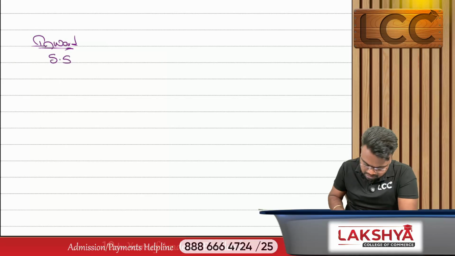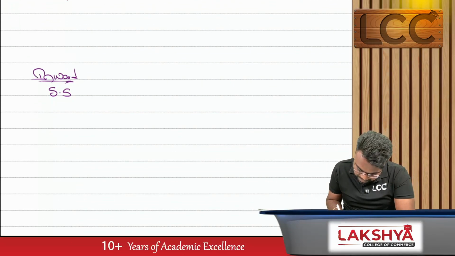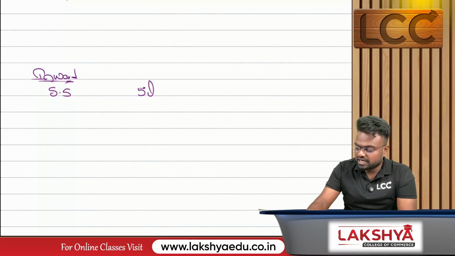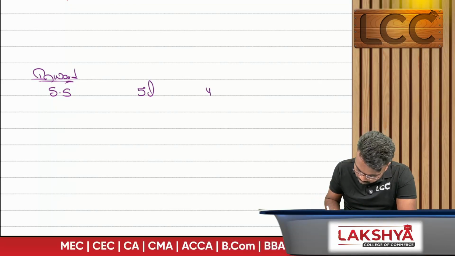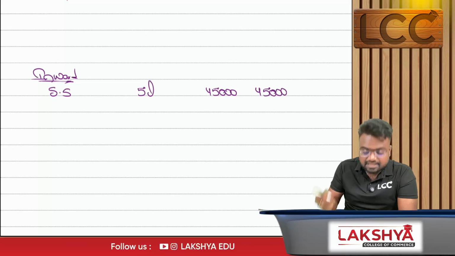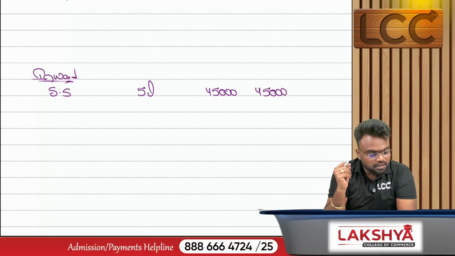Sponsorship services. What is the amount? The amount is 5 lakhs. And what is the rate of GST? 9%. So 5 lakhs into 9%, 45,000 and 45,000. That is the ITC. Okay, now next one.